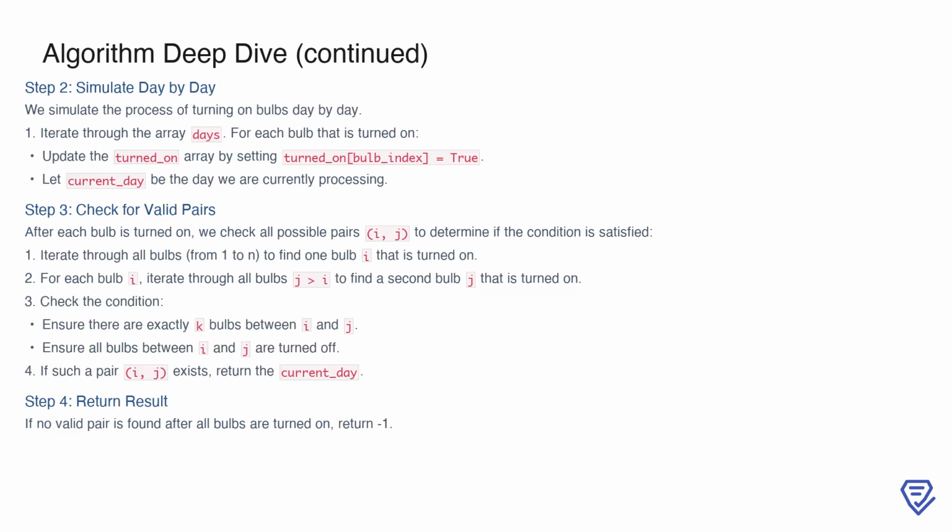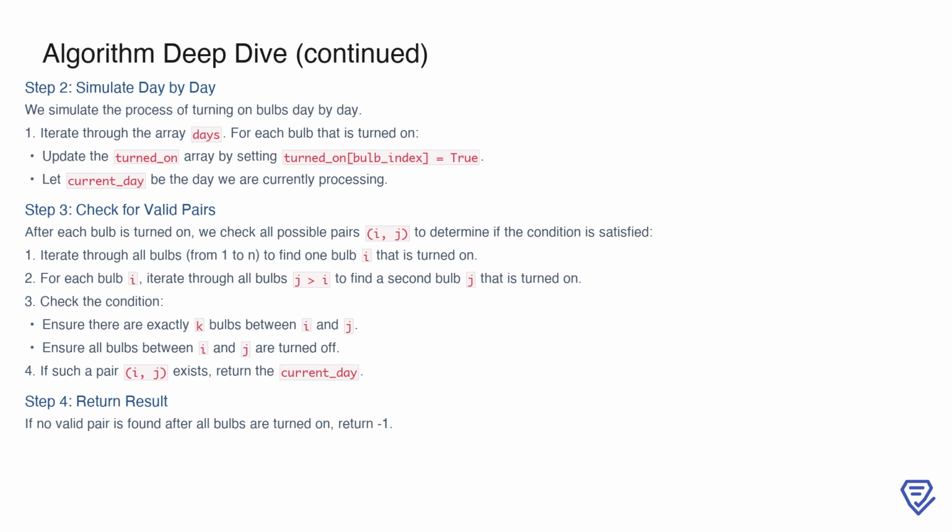Now we proceed with simulating the process of turning on the bulbs day by day. For each day in the days array, a specific bulb is turned on. We update the turned_on array to reflect this by setting the corresponding index to true. As we process each day, we also check for pairs of bulbs that satisfy the condition. To do this, we iterate through all bulbs to find the first bulb i that is turned on. For each such bulb, we then look for another bulb j to the right of i that is also turned on. Once we identify two turned-on bulbs, we check two things: first, that there are exactly k bulbs between i and j, and second, that all these intermediate bulbs remain off.